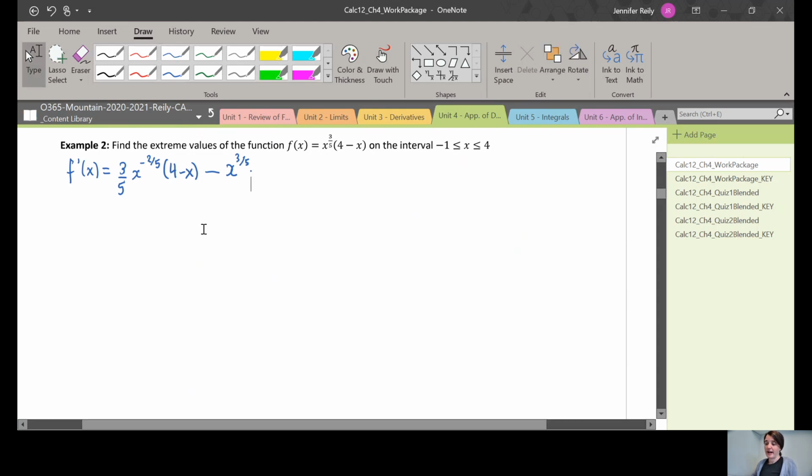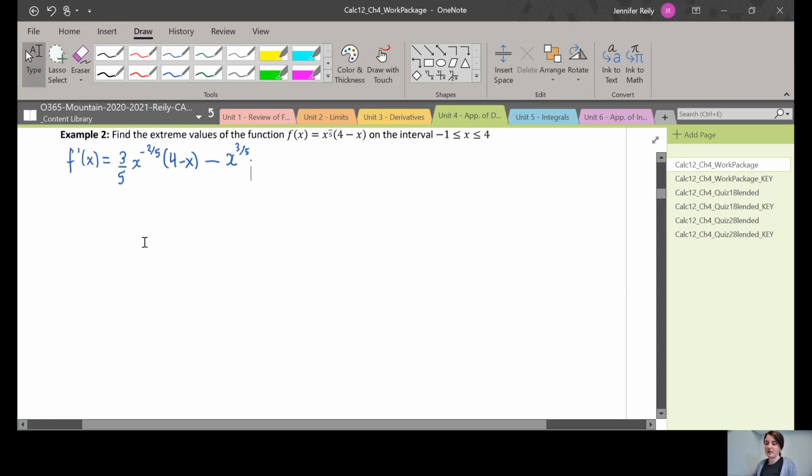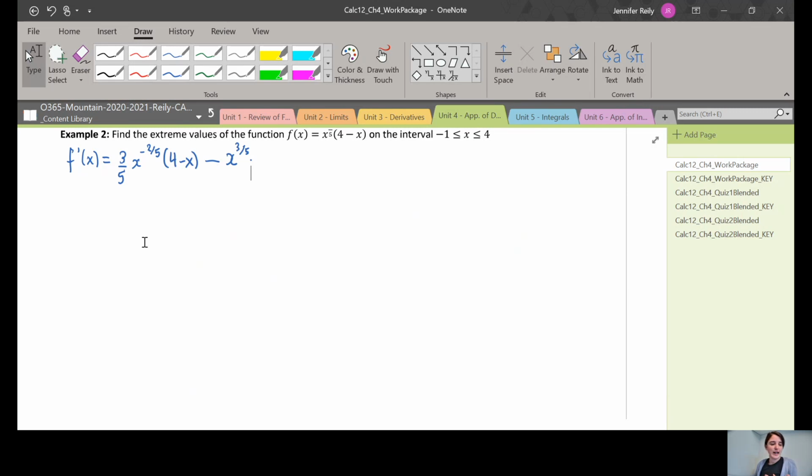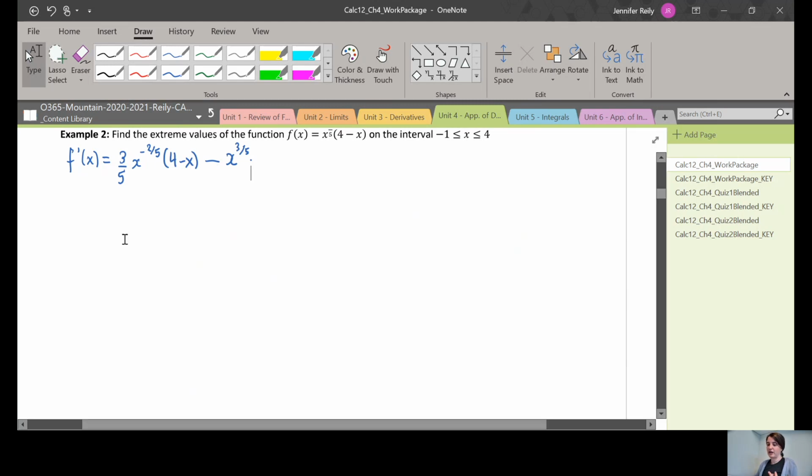Okay, now we have to find which values this is equal to 0 or where it's undefined. In order to do that, we need to make it look a little bit simpler. And so what we're going to do is write it, first, with only positive powers. So here we have x to the power of negative 2 over 5. I'm just going to put that in the denominator as a positive power. It'll just be a little bit easier to see what we need to do next.